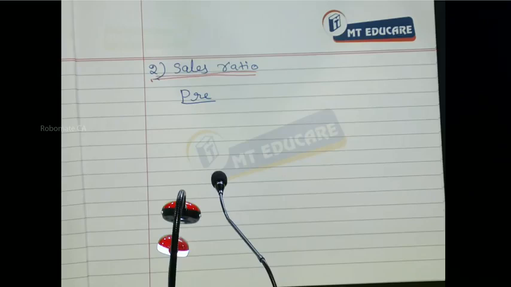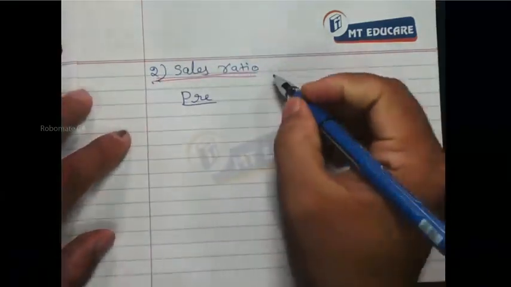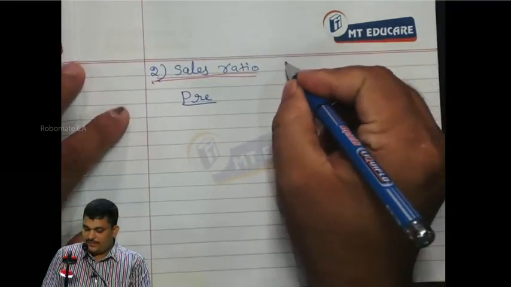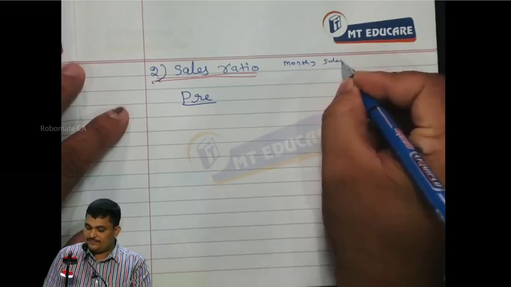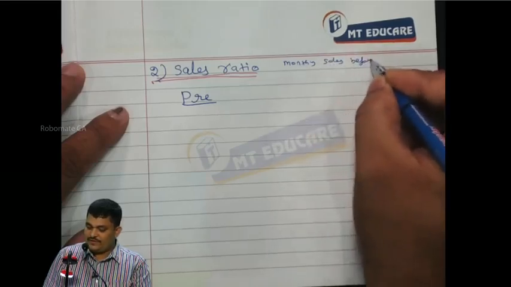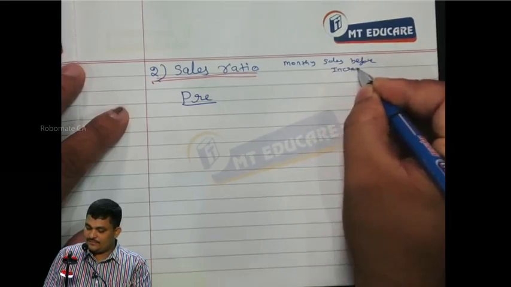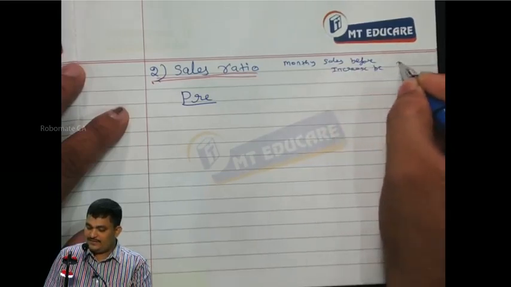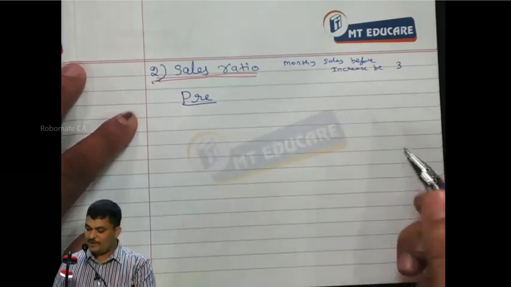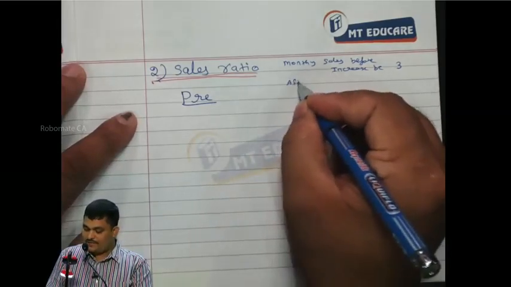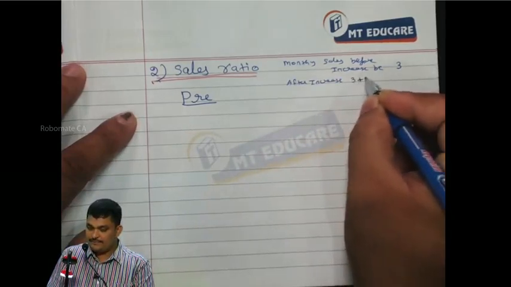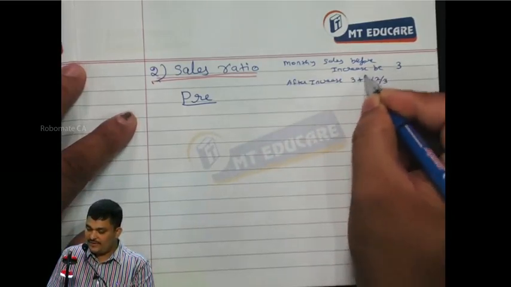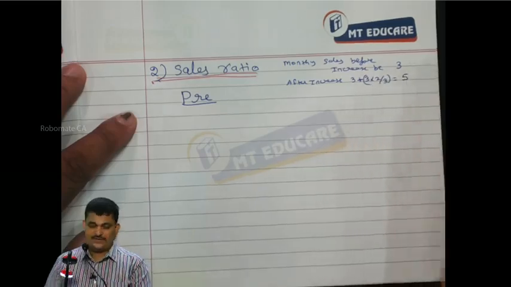So before the increase, we are just assuming the monthly sales to be 3, correct? After the increase it is 3 into 2/3, equal to 5.